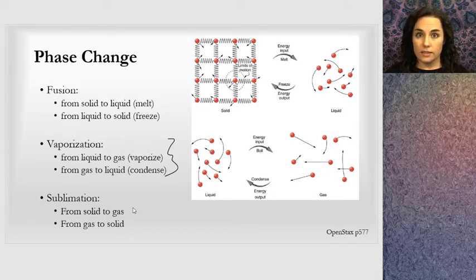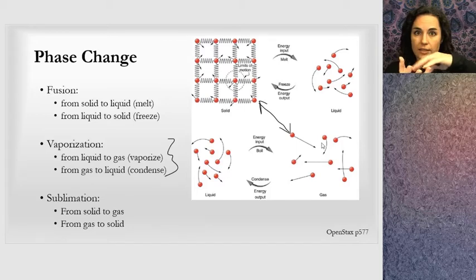The last type of phase change is sublimation, when we go from a solid to a gas, right? Directly from a solid to a gas, or from a gas to a solid. An example of that, if we go from a solid to a gas, is dry ice. There's just a solid, and that solid goes into a gas, into the air. Or if we take a gas and then freeze it, that's called sublimation as well, from gas to solid. And an example of that is when you freeze dry something.